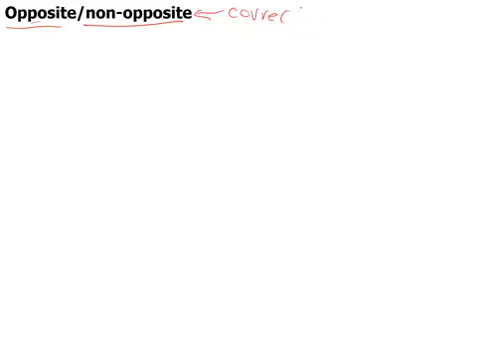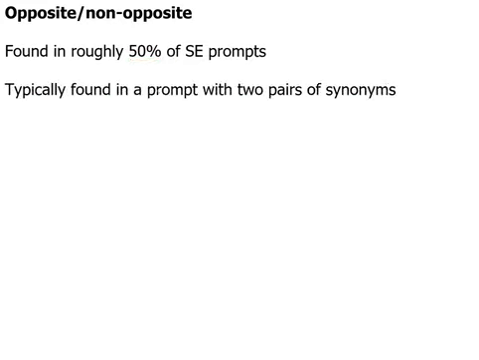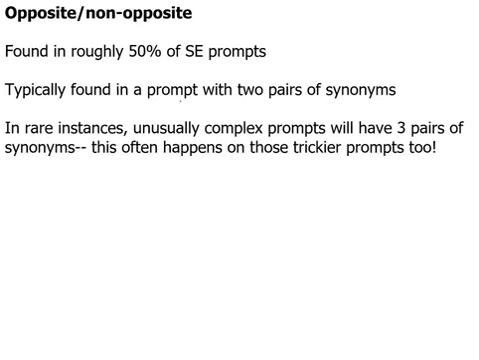So what do you need to know about this pattern? Well, first off, it's fairly common. About half of the SE prompts that you see are going to have this pattern where one pair of synonyms is the exact opposite meaning of what you need. It's generally found in a prompt with two pairs of synonyms. However, sometimes it'll be found in a prompt with three pairs, where you'll have an opposite pair, a non-opposite pair, and then a pair of synonyms that simply doesn't fit the context at all.